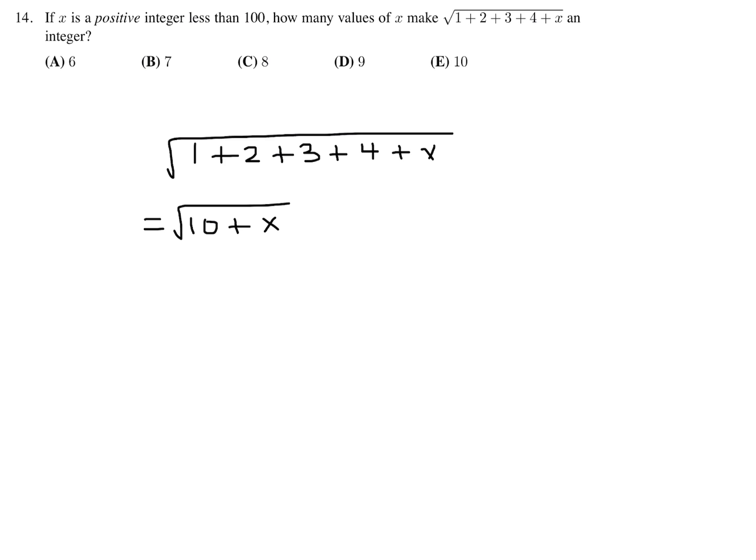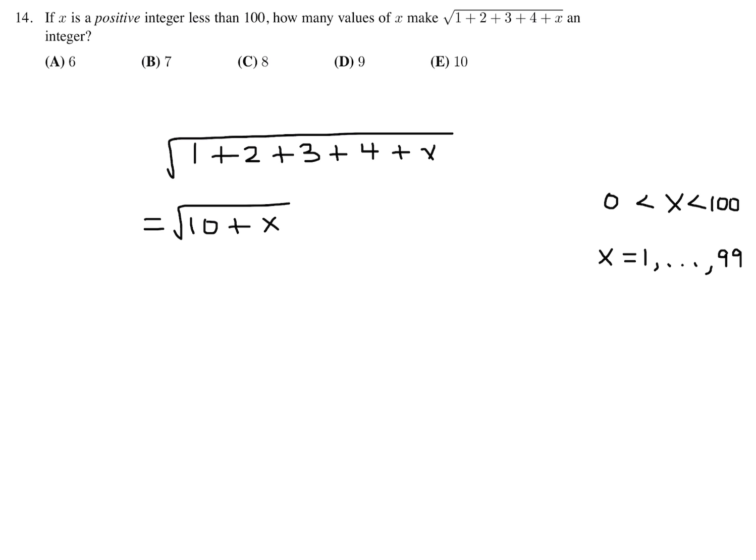Now x is between what? It's less than 100, but it's positive, so it's got to be greater than 0. So we can only use values of x between 1 to 99. All right? Okay, not a problem. So we've got to make this guy an integer.